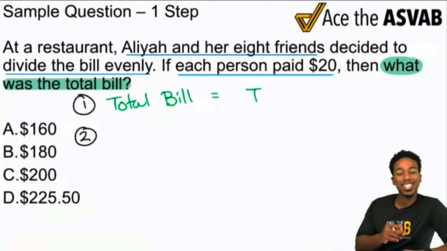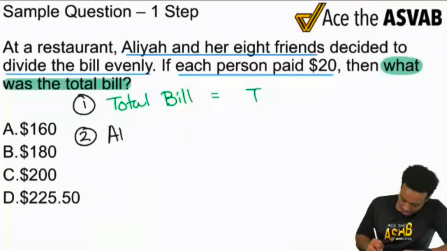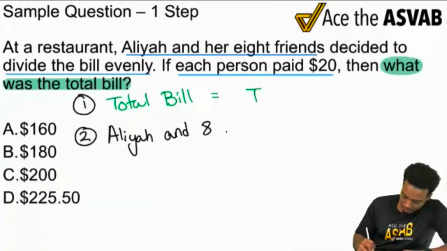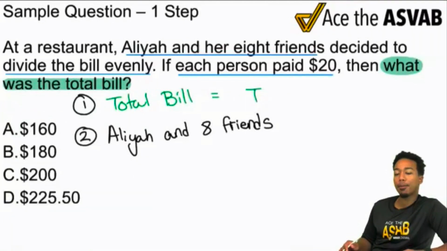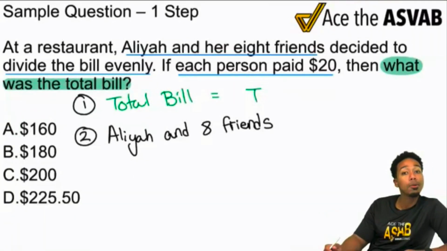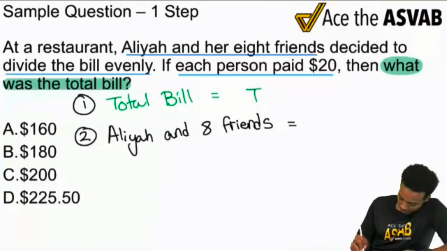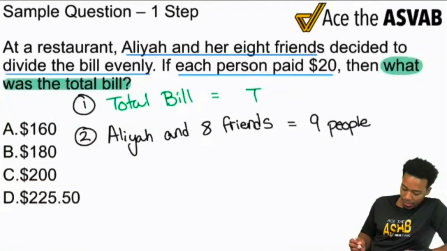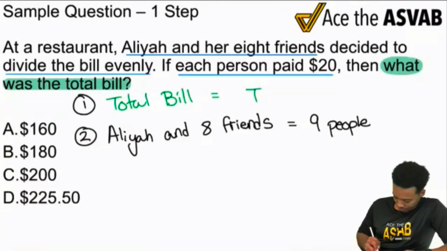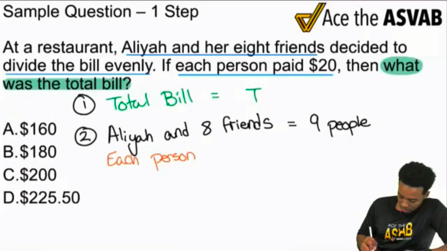So it's all good. If it says Aaliyah and 8 friends, how many people is that, everybody? If it's Aaliyah and her 8 friends, how many people is that? That's 9 folks, right? That's 9 people. And then it says each person paid 20.